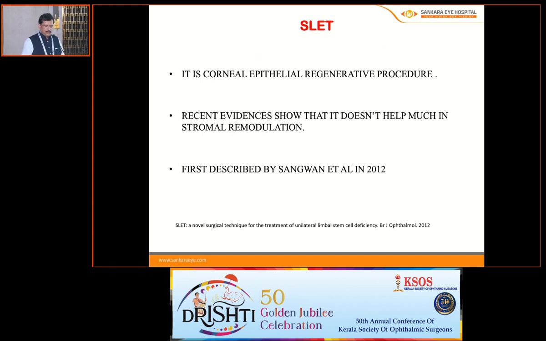Earlier, the SLET procedure was described by Dr. Sangwan in 2012, our own Indian surgeon. Earlier it was understood that it would modify the stromal structure also. But now, the evidence says that it only regenerates the corneal epithelium, so it doesn't act on the stroma.